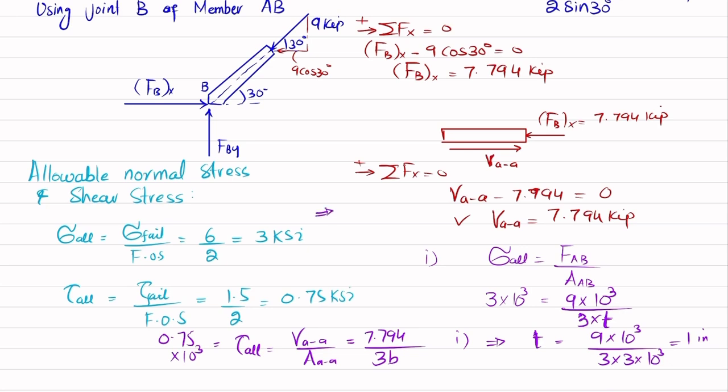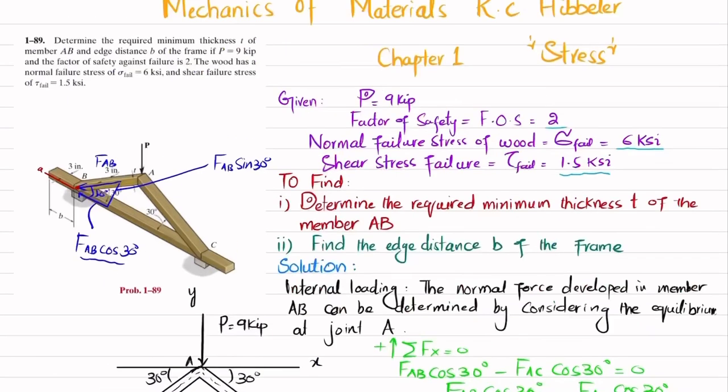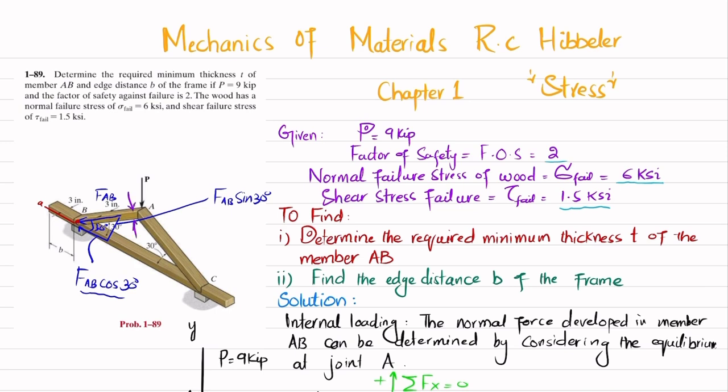So what we will get is that B is equal to 7.794, and there is 10 to the power 3 because kip is 10 to the power 3 pounds, divided by 3 into 0.75 into 10 to the power 3. So what you will get is B equal to 3.46 inch. So that is the answer of our second part. So I will conclude that this thickness T is equal to 1 inch and this B is equal to 3.46 inch, which is the answer of this question.